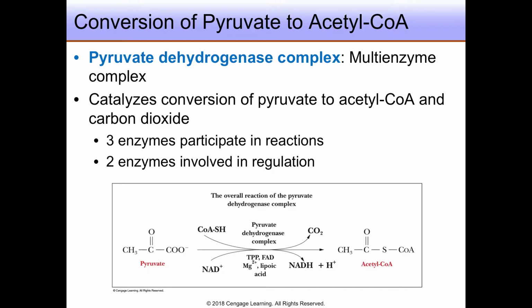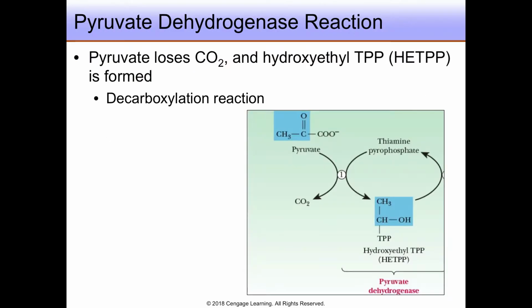It is an oxidative decarboxylation, with one carbon being released as CO2. There are 3 enzymes involved in this process and 2 involved in its regulation. In the first step of the reaction, pyruvate is decarboxylated by the enzyme pyruvate dehydrogenase, for which the complex is named. This enzyme carries a thiamine pyrophosphate, or TPP, cofactor.